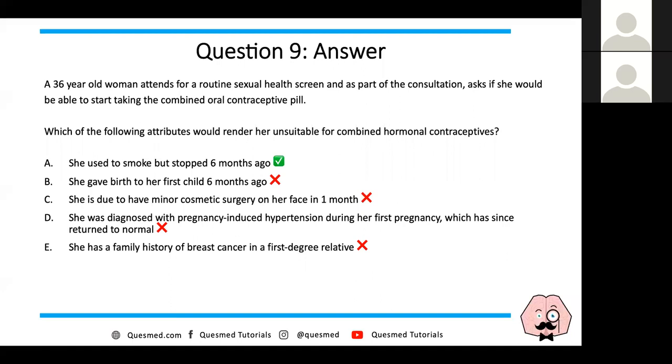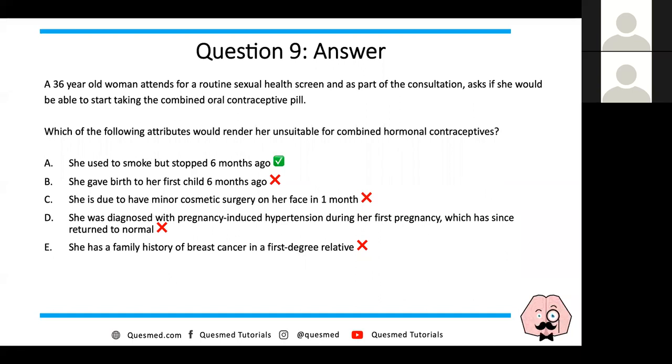And E, family history of breast cancer. A lot of you put this as the correct answer here. If she has a family history of breast cancer, that does not preclude her from using the combined pill. What would preclude her is if she had a personal history of breast cancer, or if she has a known gene mutation, so she's one of those carriers of the BRCA1 or BRCA2 genes, then combined hormonal contraception would be contraindicated.